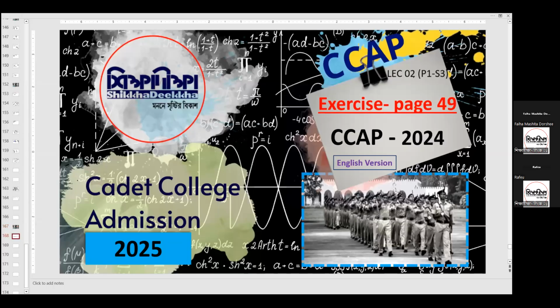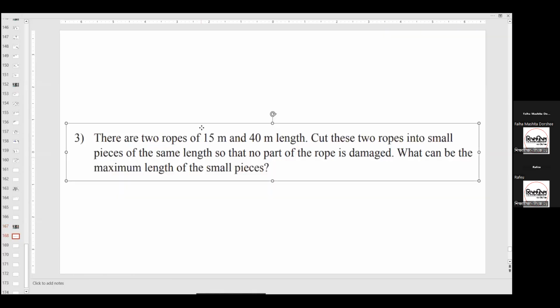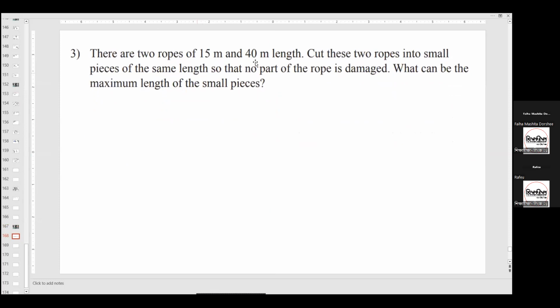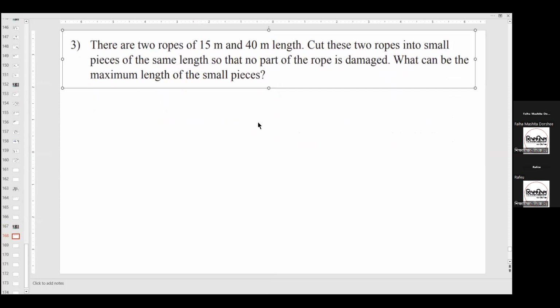Okay, the first one actually, I'll start from number 3, right? We have already done up to number 2. So there are two ropes of 15 meter and 40 meter length. Cut these two ropes into small pieces of the same length so that no part of the rope is damaged. What can be the maximum length of small pieces? Now, two questions are there.